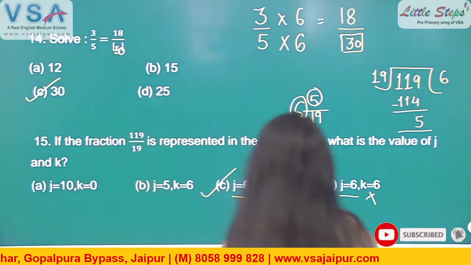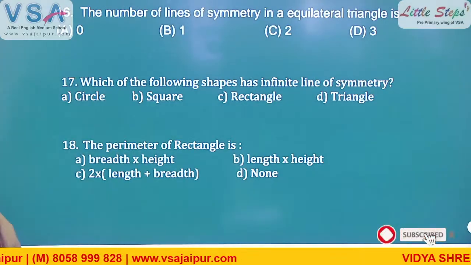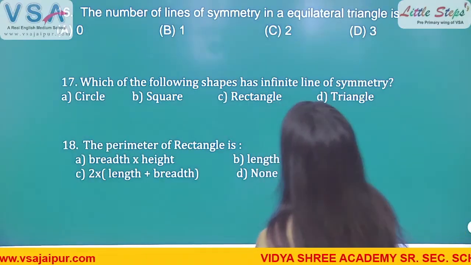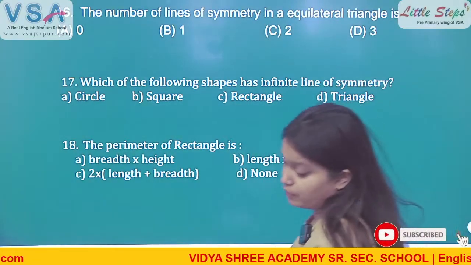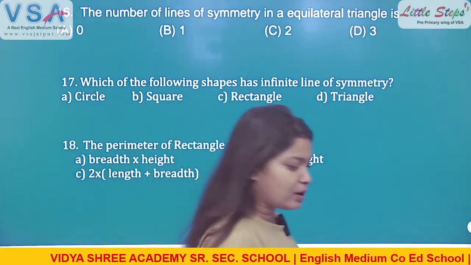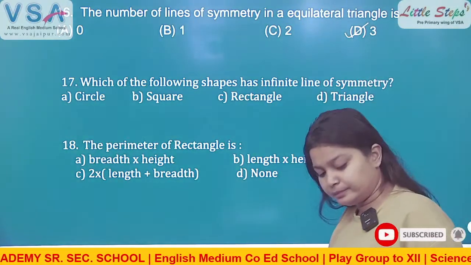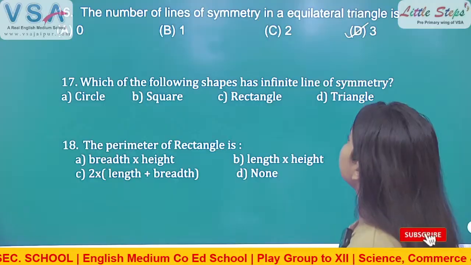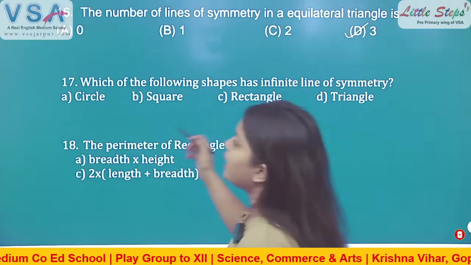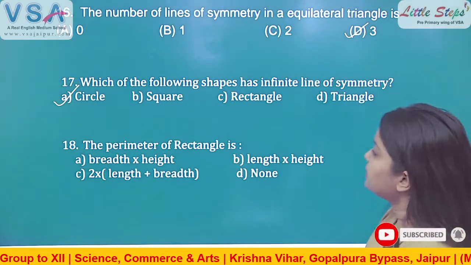Moving on to the next MCQ. The number of lines of symmetry in an equilateral triangle. As you all know the property of an equilateral triangle is that all the sides are equal, hence we have 3 lines of symmetry. Clear? Which of the following shapes has infinite lines of symmetry? Out of all, which shape has infinite lines of symmetry? As we already studied in the previous MCQ, that is the circle.